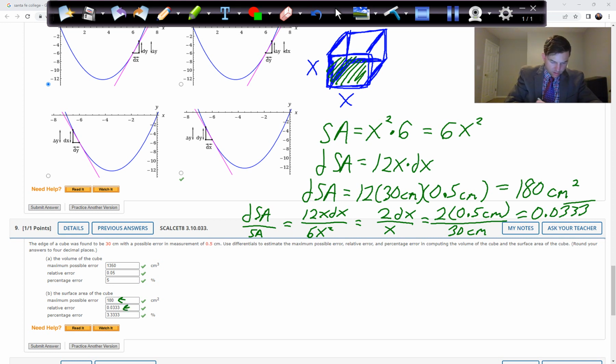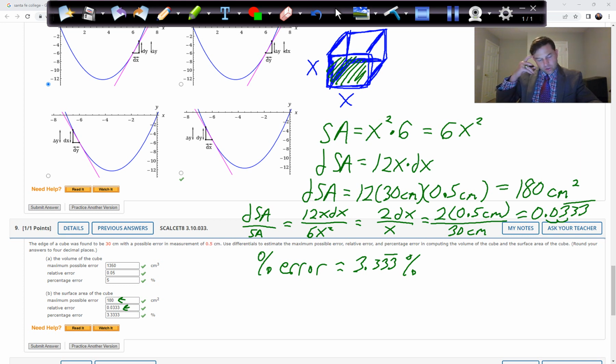Okay, and then percentage error would just equal that, moving the decimal 2 places to the right, so it's 3.333 repeating percent. So that would be the percentage error for the surface area.